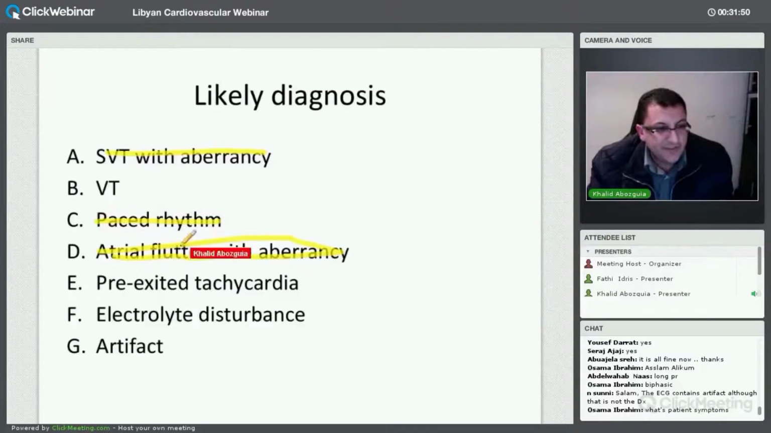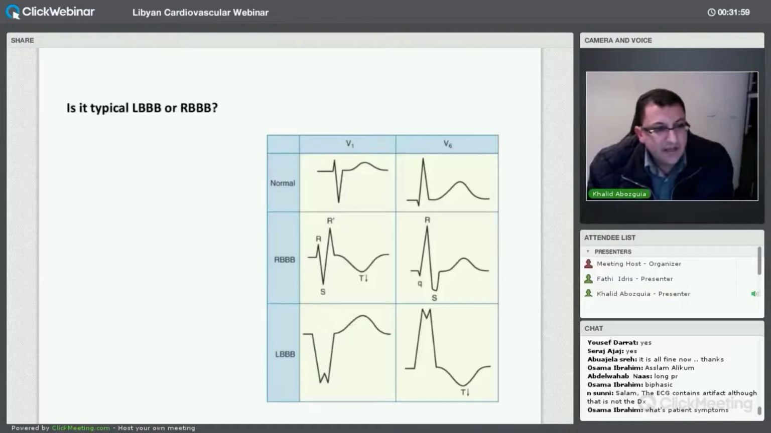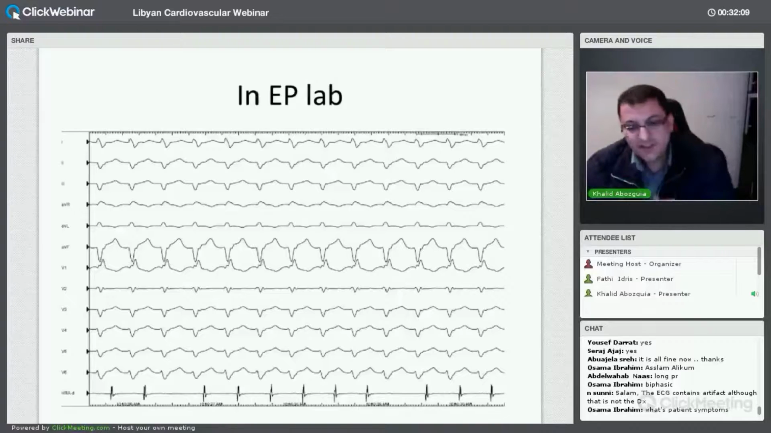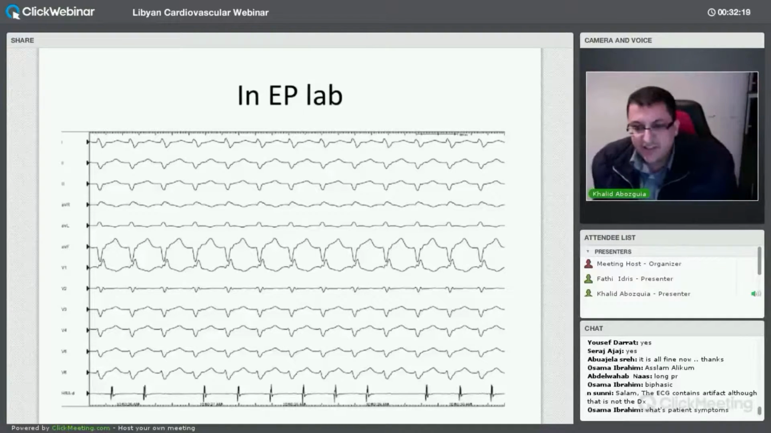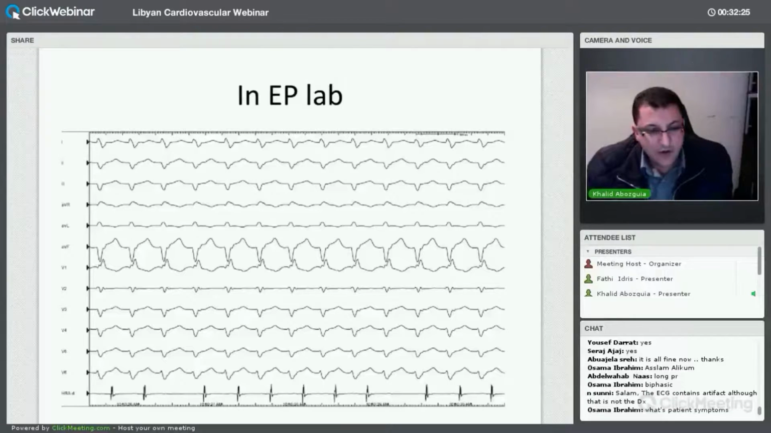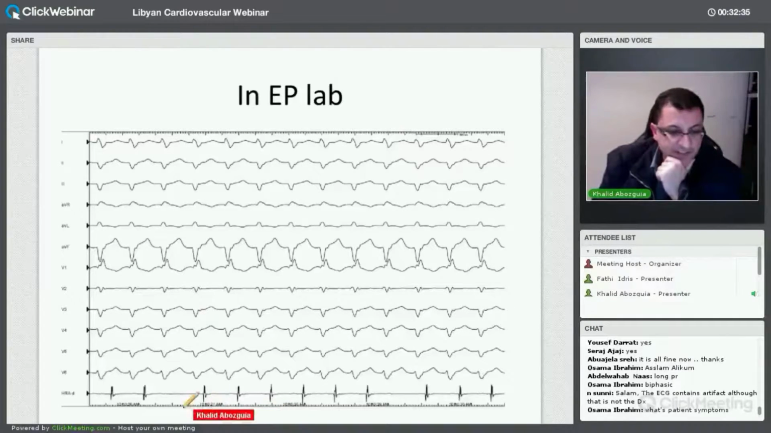Then the question is, is this paced rhythm? I know it's not paced rhythm. I know the electrolytes and artifact are not the cause. So it's between the two. How do I find out? Sometimes it can be difficult. By the way, having a normal resting ECG does not rule out pre-excitation because, as we know, the accessory pathway can conduct intermittently. So in our mind, this is likely to be one of two, either ventricular tachycardia or pre-excited tachycardia, but we don't see pre-excitation at rest.